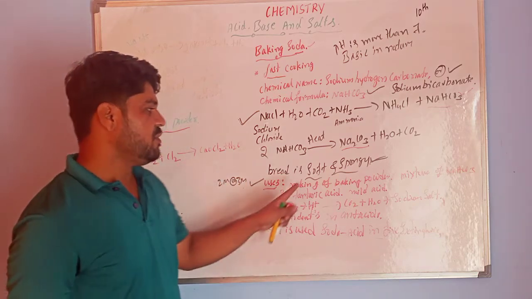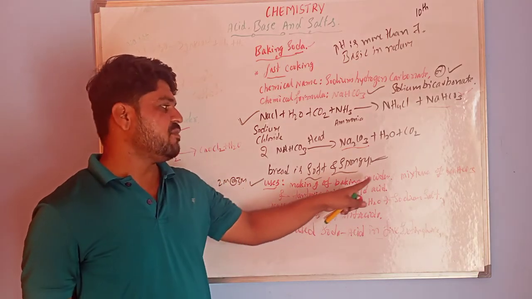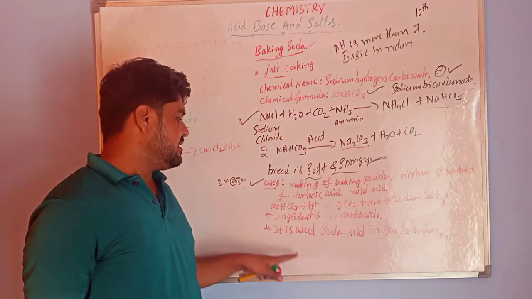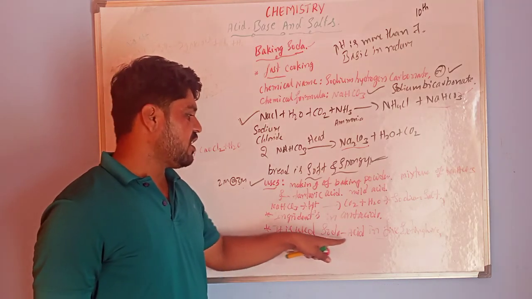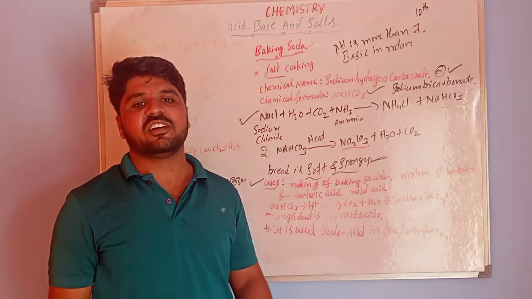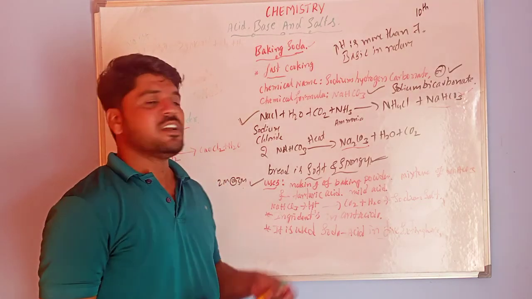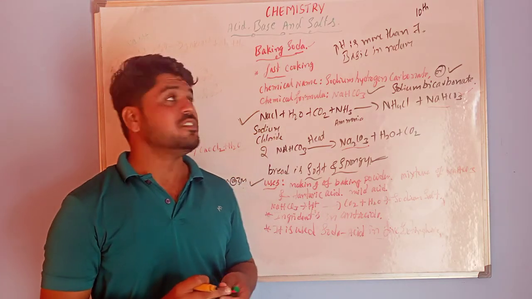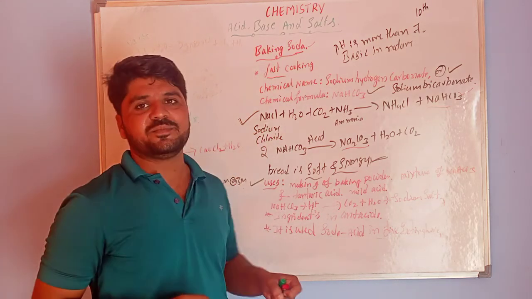Uses are making of baking powder, used as an ingredient in antacids, and used as soda acid in fire extinguishers. These are some uses of baking soda. Okay, this is all about baking soda.